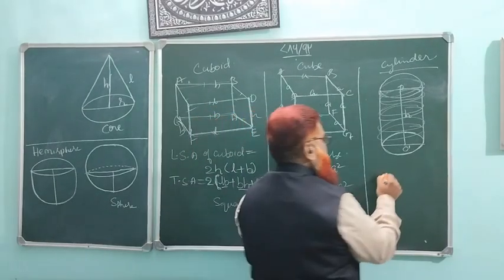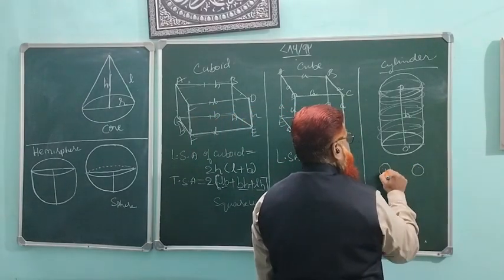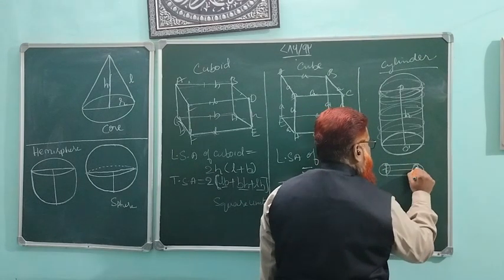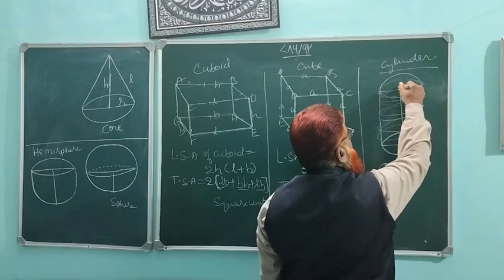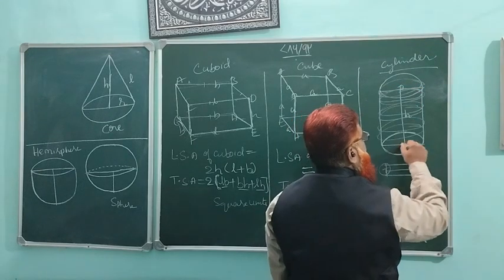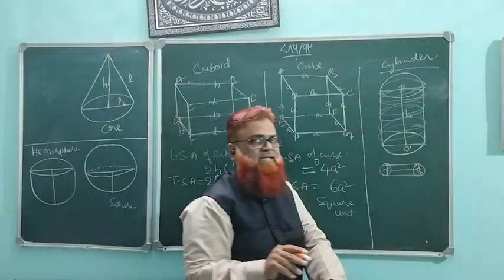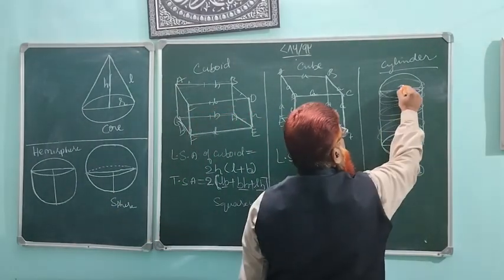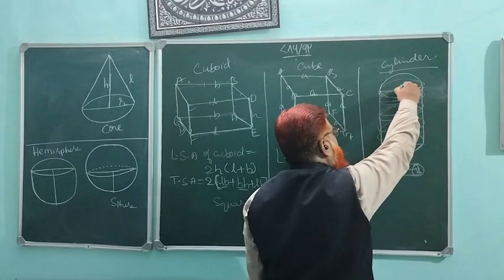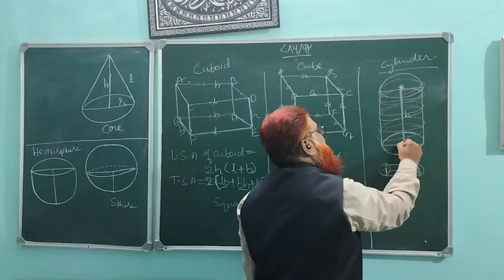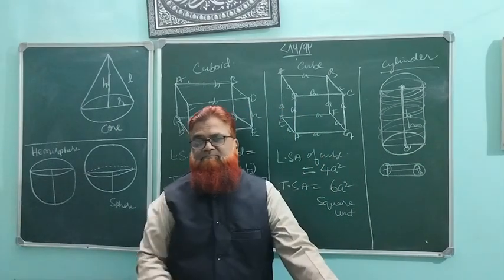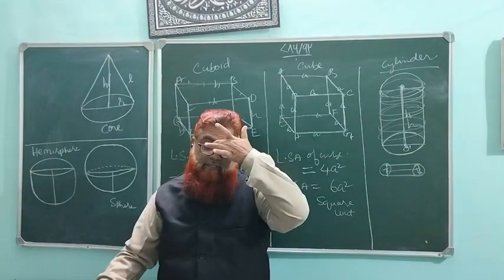The cylinder has two circles, top and bottom. This is the top and this is the bottom. In between, it has a curved shape, where the center of the circle of the top and the center of the circle of the bottom are connected by a vertical line. Can you see that one here? It is a circle on the top, a vertical line connected, a circle at the bottom. This is called the height of a cylinder, H. This is called the height of a cylinder.